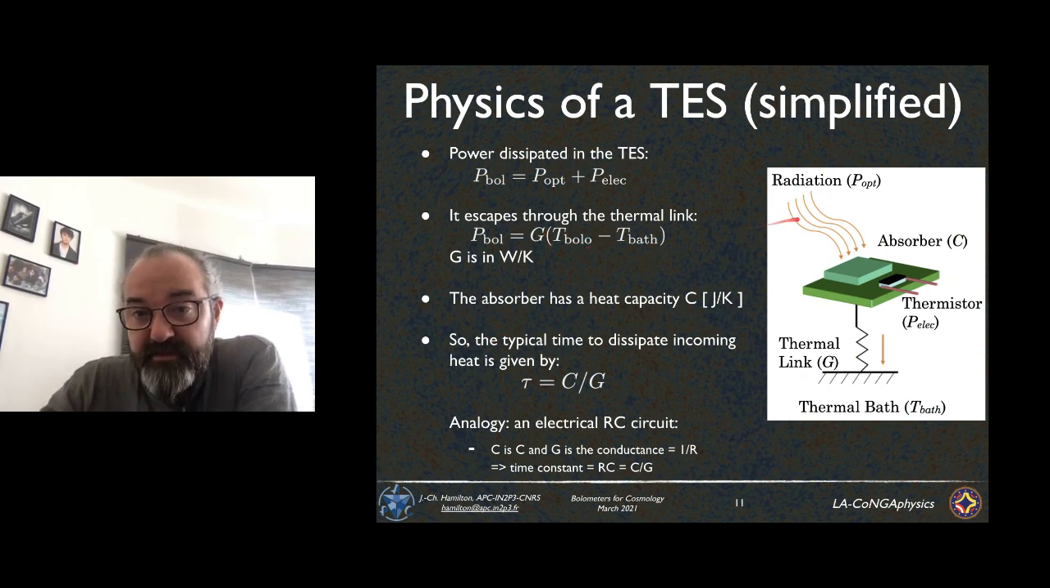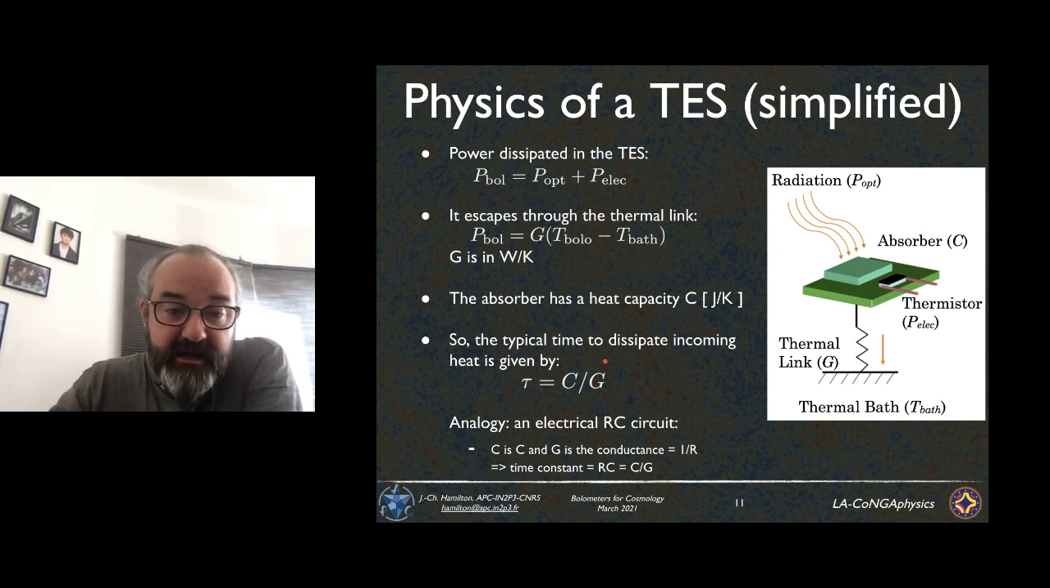The received power increases the temperature of the bolometer, and this difference is basically related to the dissipated power by G, okay, in watts per Kelvin. C, the heat capacity of the absorber, is in joules per Kelvin. So finally, if you take the ratio between these two, it will give you the typical time to dissipate some incoming heat, C over G.